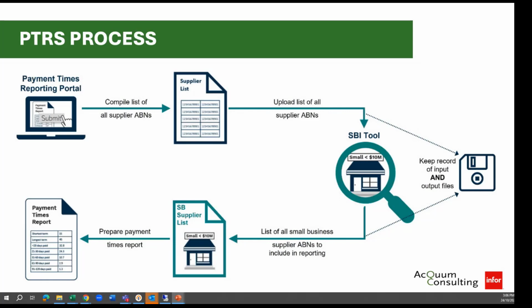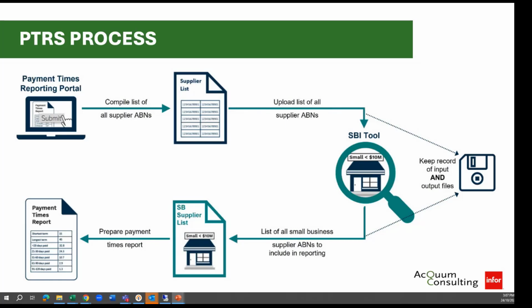The first list you can get is a list of invalid ABNs. So if any of the ABNs in your suppliers list were invalid, you will get those identified coming out of the tool. The next thing, you have a choice of either listing out all the medium to large businesses which need to be excluded from the report, or you can list out the small businesses which need to be included in the report.